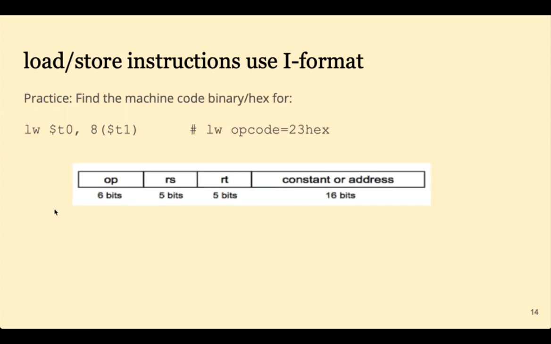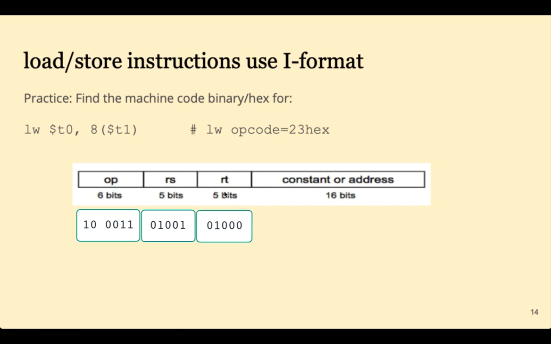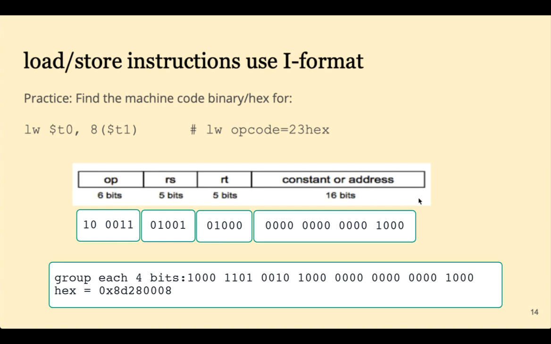Let's practice finding the machine code binary for this instruction here. Load into register T0 the contents of the memory address found by adding T1 plus 8. The opcode for load word is 23 hex, which will fit into this 6-bit field. Our RS will fit here. Our RS in this case is T1, and our destination RT will fit here. Our destination is T0. The lower 16 bits are for the constant 8. Again, once we find the binary, we want to convert that into hex for readability.